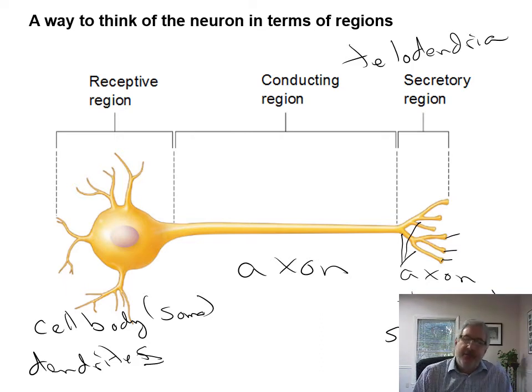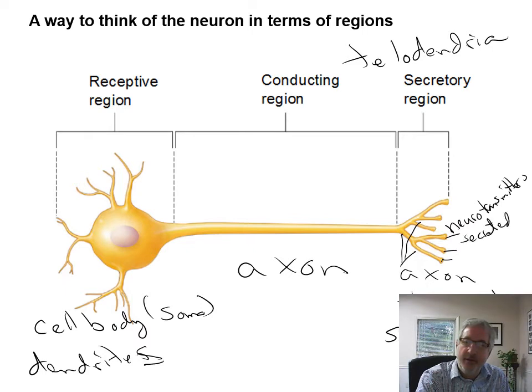So anyway, you can think of a neuron as three different regions: a receptive region, a region that conducts things, so the conducting region, and a secretory region, which takes the electrical signal and converts it to a chemical signal, because what you have are neurotransmitters that are secreted at the end of all this.